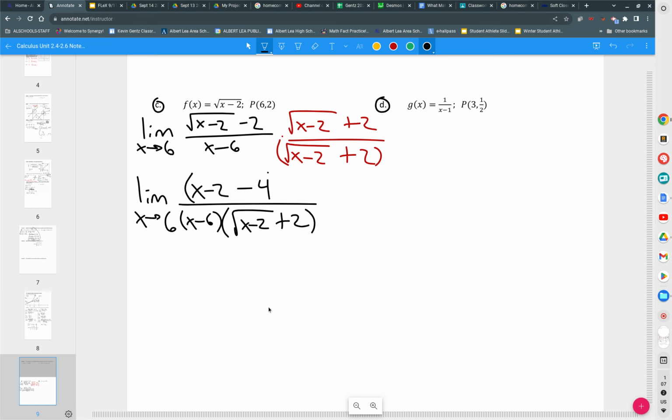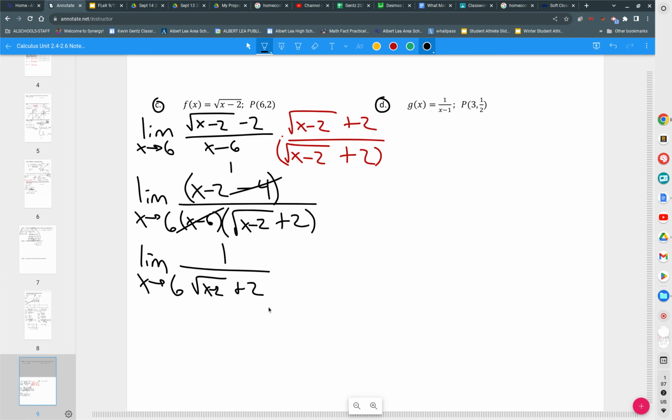What is this right here? That's x minus 6, isn't it? So these reduce to 1, leaving me with a 1 in the numerator. And so I have the limit as x goes to 6 of 1 over the square root of x minus 2 plus 2.